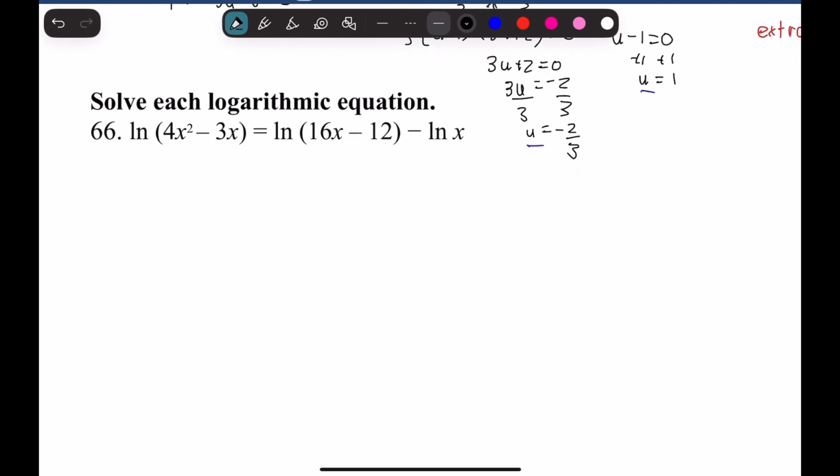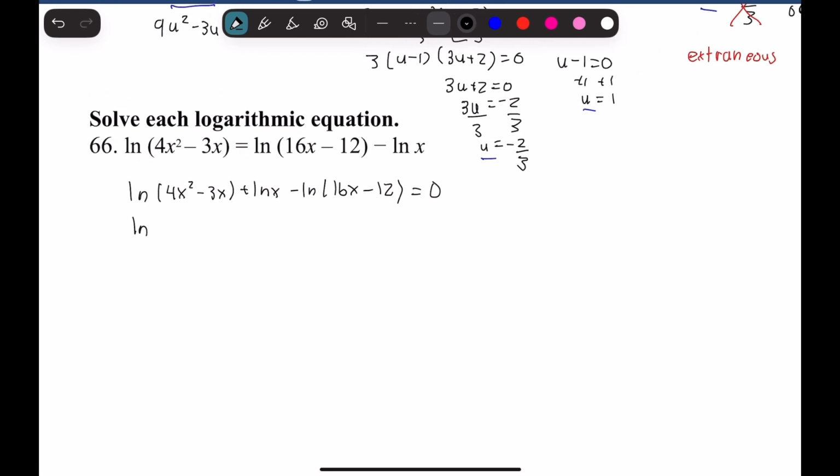What should we do here? So first thing we can do is, so we have ln of 4x squared minus 3x plus ln x minus ln of 16x minus 12 is going to equal 0, isolating everything on one side. So next, we see things are being added and subtracted here, and everything is ln, so it's a common base.